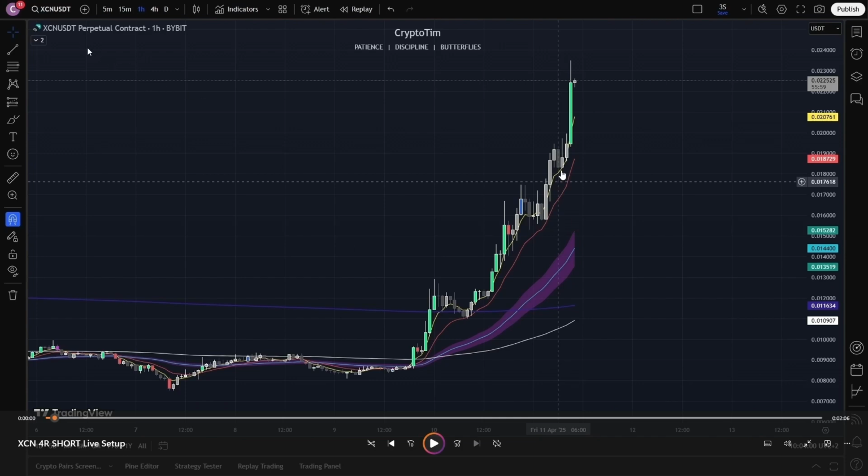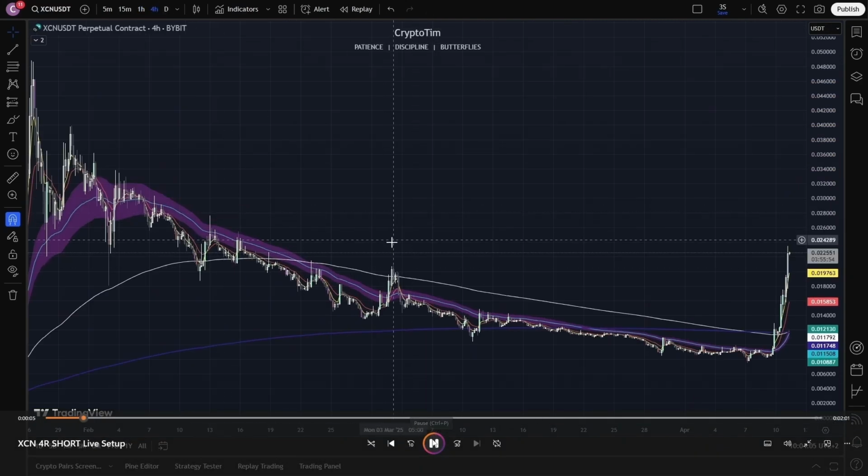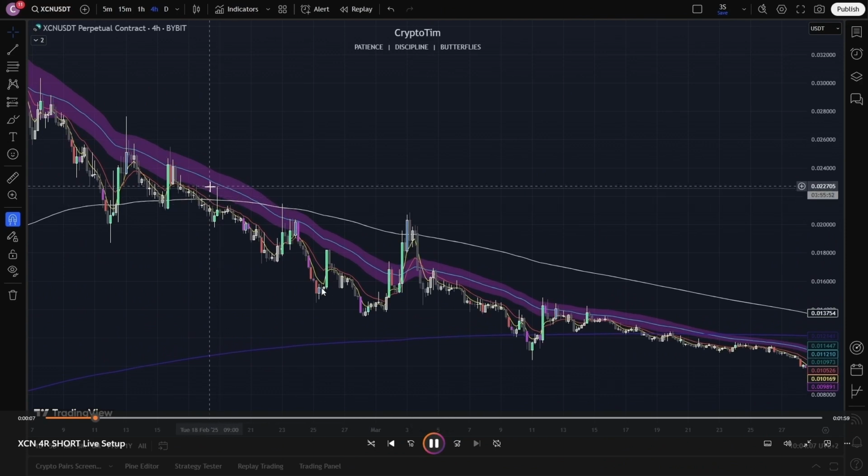I'm here on the Onyxcoin or XCN chart on the 1-hour time frame. What do we notice here? We see it's been pumping really strongly. So those that know me will probably know by now that I do like coins that pump quite strong to look for some type of reversal trade.